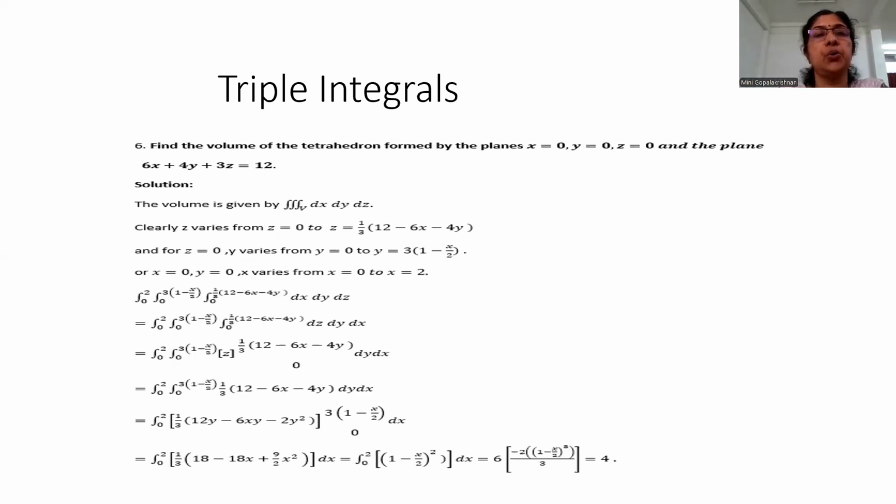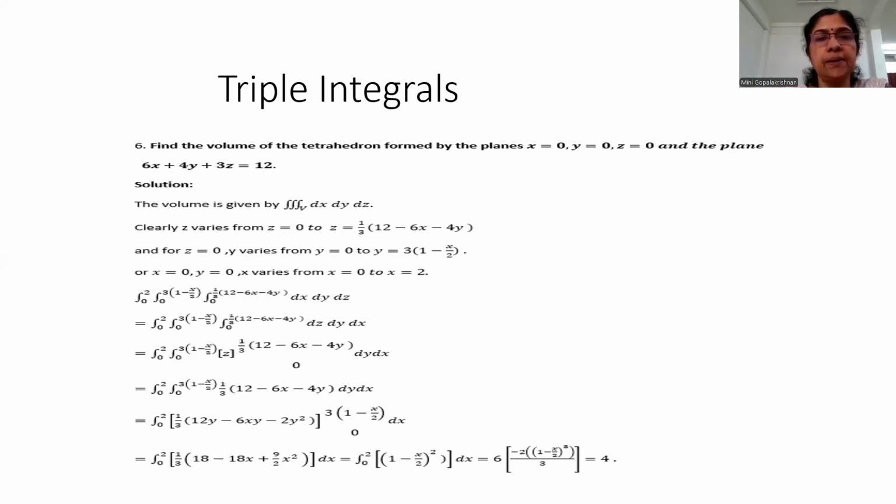Triple integral, as I told you, is concerned with the volume. So here we have the volume of a tetrahedron formed by the planes x=0, y=0, z=0, and 6x plus 4y plus 3z is equal to 12. So volume is always given by the triple integral over V dx dy dz. So it represents the length, breadth, and height of the system.